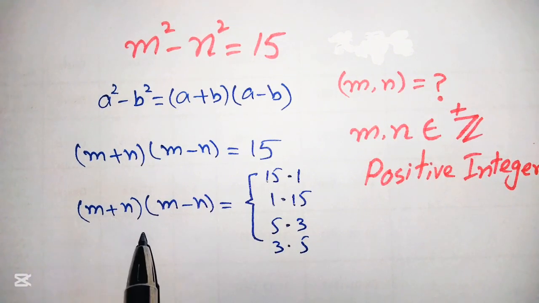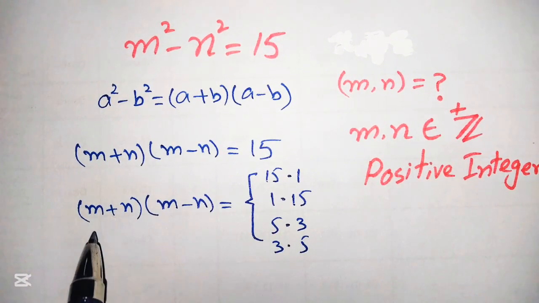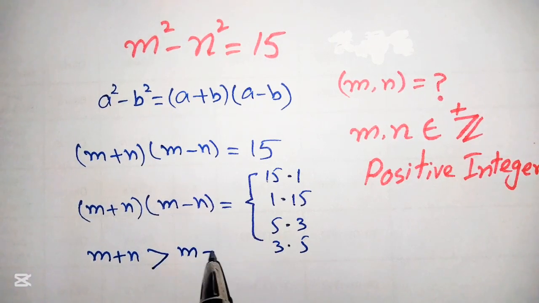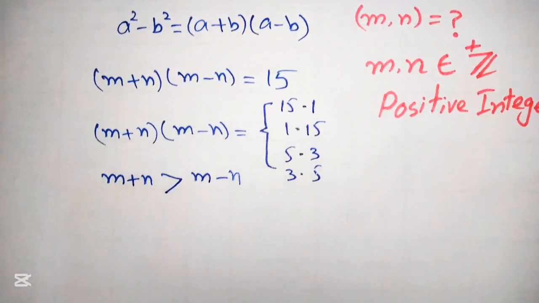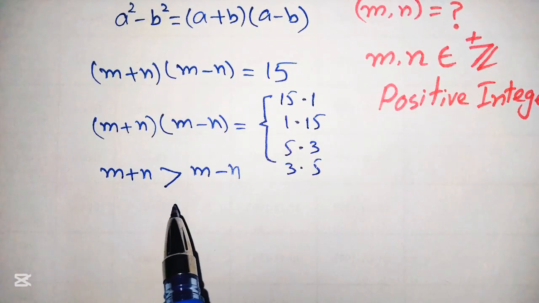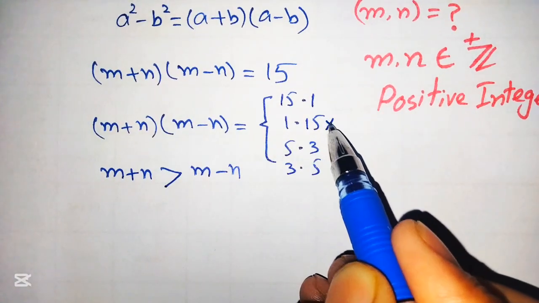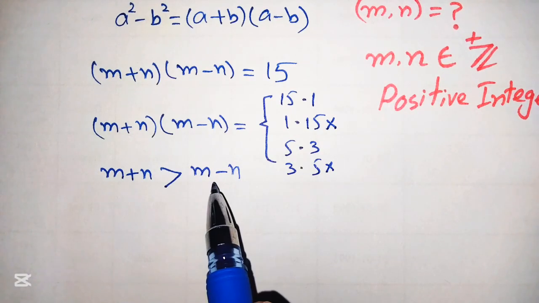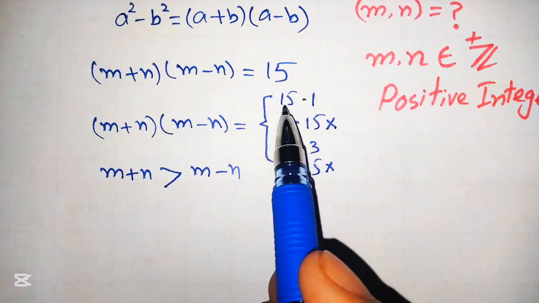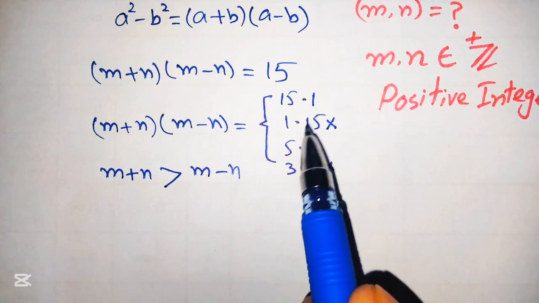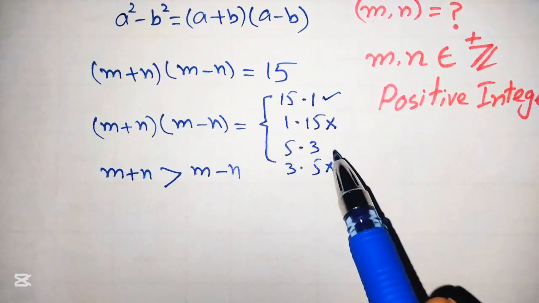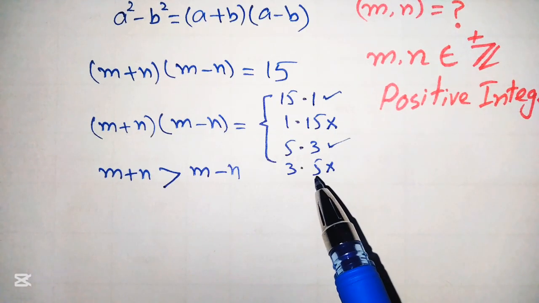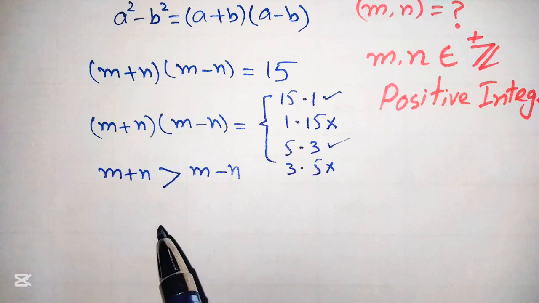Now from the left hand side we can conclude that m plus n is greater than m minus n. So according to this condition we can reject the factor pairs 1 times 15 and 3 times 5, as we need m plus n to be greater and m minus n to be smaller. So the first factor pair, where 15 is greater and the second is smaller, is acceptable, and 5 times 3 is also acceptable. So these are the two possible factor pairs which we will use to find the final solution of this question.